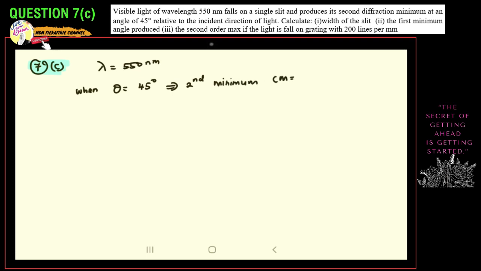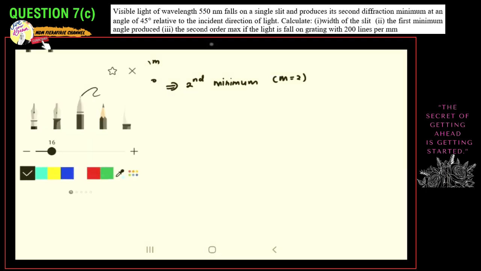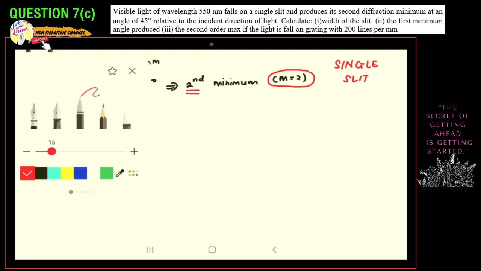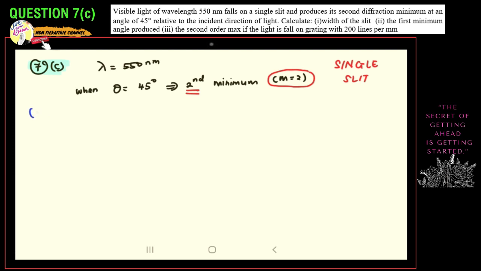So m is equal to 2. Okay, second minimum refers to the dark fringe. But because this question is about what? Single slit. Okay, this is about single slit. So that means the order number will follow that. Okay, if it was double slit earlier, second dark or second minimum, m is equal to 1. Okay, so make sure you remember. Okay, so question number 1.